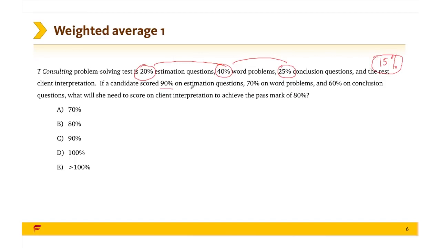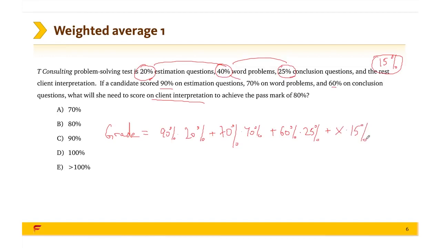If a candidate scored 90 on estimation questions, so the final grade will be 90% on estimation questions, is 20, then 70% on word problems, and then 60% on conclusion, and then the score on client interpretation is not known yet. We'll put an X, and we put the weight 15. And we need to compare this number to the passing mark of 80. So this V is nothing but a comparison sign.